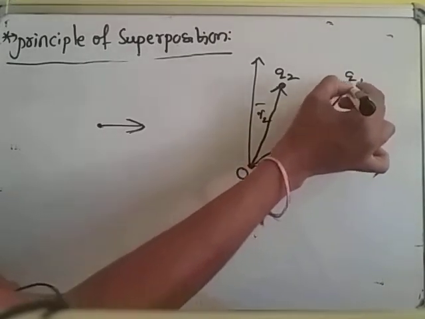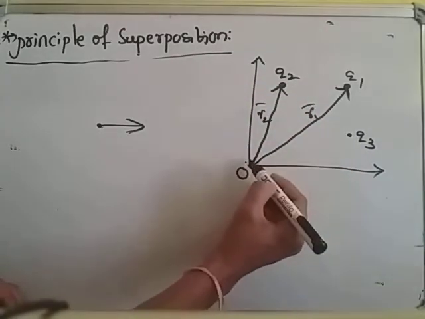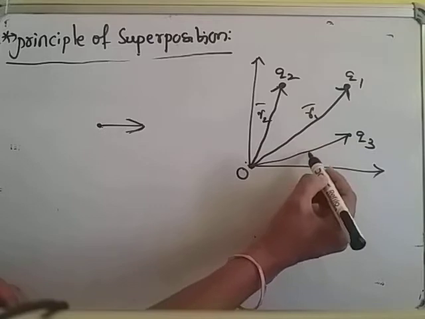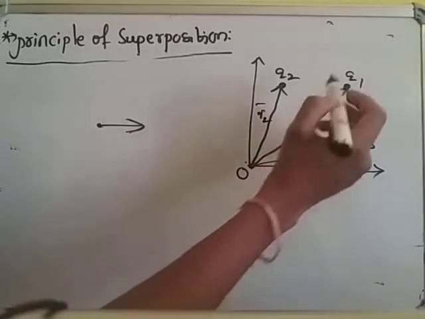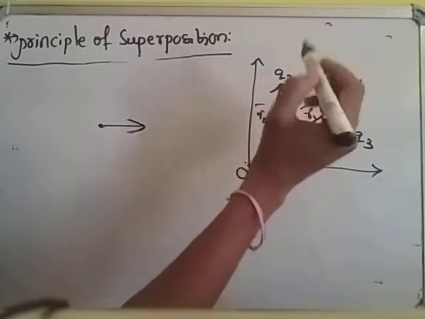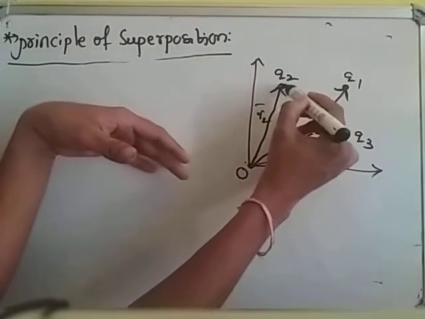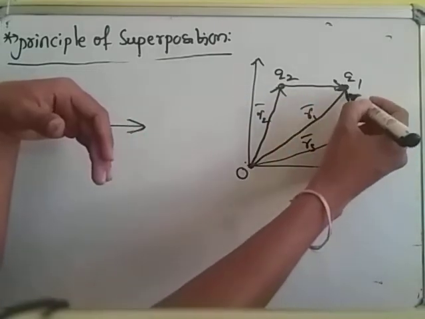This is the position vector of Q1 with respect to origin, the position vector of Q2 with respect to origin, and the position vector of Q3 with respect to origin, that is R3 bar. Now I want to find the total force on Q1 exerted by Q2 and Q3. For that we have to join Q2 and Q1, and also join Q3 and Q1.